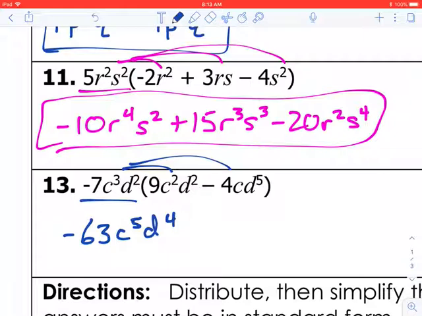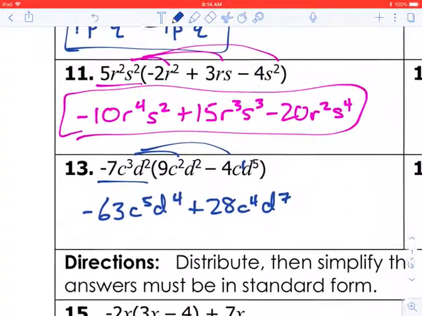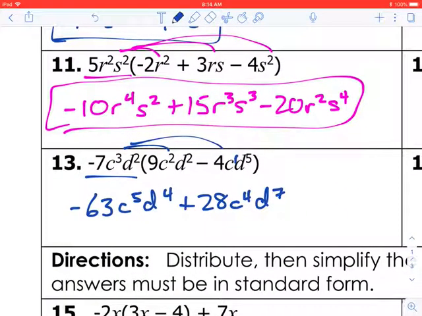Do the same thing. Negative times negative for the second one is positive 28. 3 plus 1 is c to the 4th. 2 plus 5 is d to the 7th. Okay. And there we are.